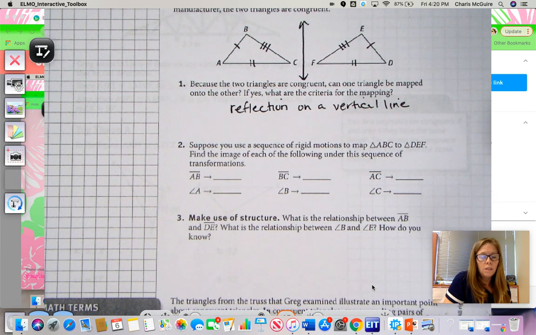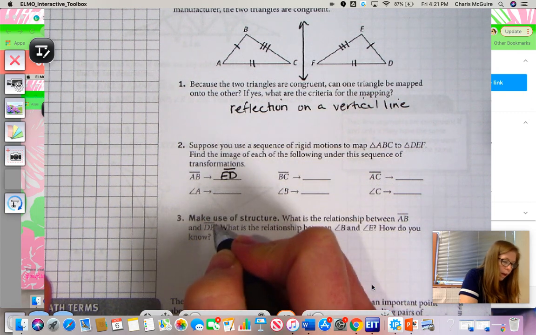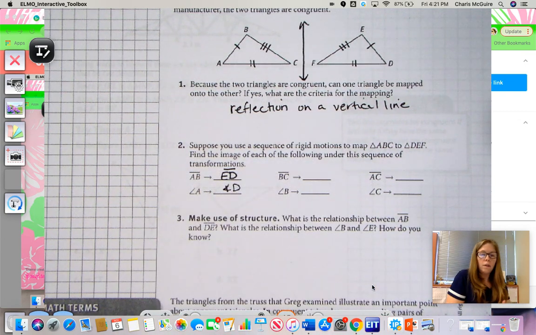Okay, so you're going to come down to number 2, and you're going to fill in the transformations that make sense. So it says, suppose you use a sequence of rigid motions to map triangle ABC to triangle DEF. Find the image of each of the following under the sequence of transformations. So AB would be mapped onto ED, segment ED, right? Put your little segment. Angle A would be mapped onto angle D. All right, so pause me for a second and fill in the rest, and then come back and let's check out the answers together.